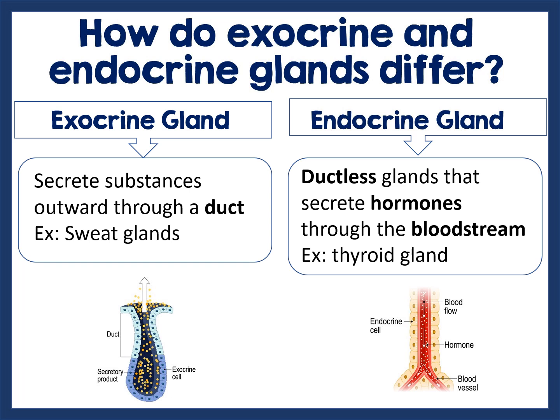An example of an exocrine gland would be a sebaceous gland that's found in the skin, while an example of an endocrine gland would be the thyroid.